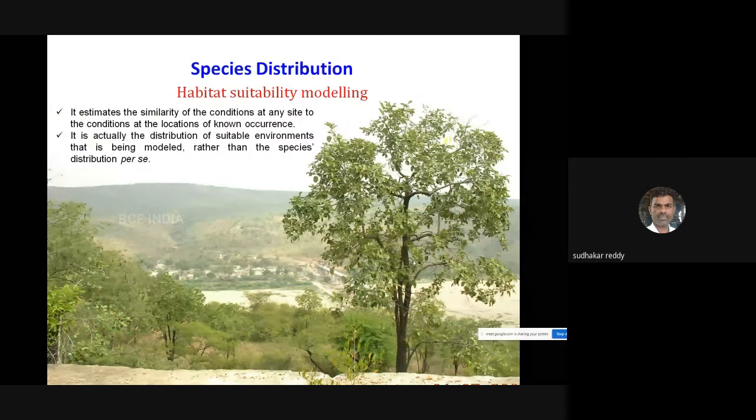Then towards GIS, we have different kinds of species distribution modeling techniques, or ecological niche models, that help us in identifying suitable habitats for a given species. So actually, these models identify the suitable environmental conditions for the species, not exactly the species distribution for a given area.